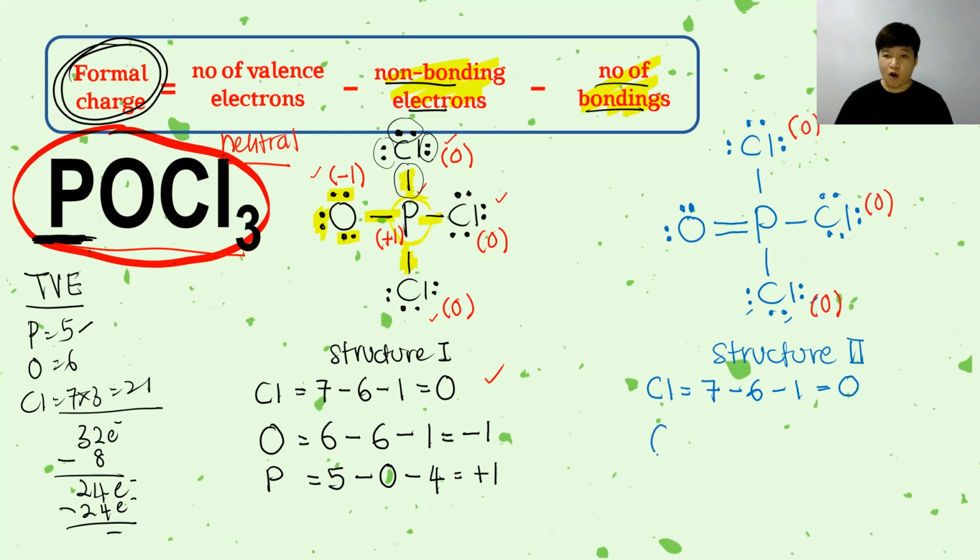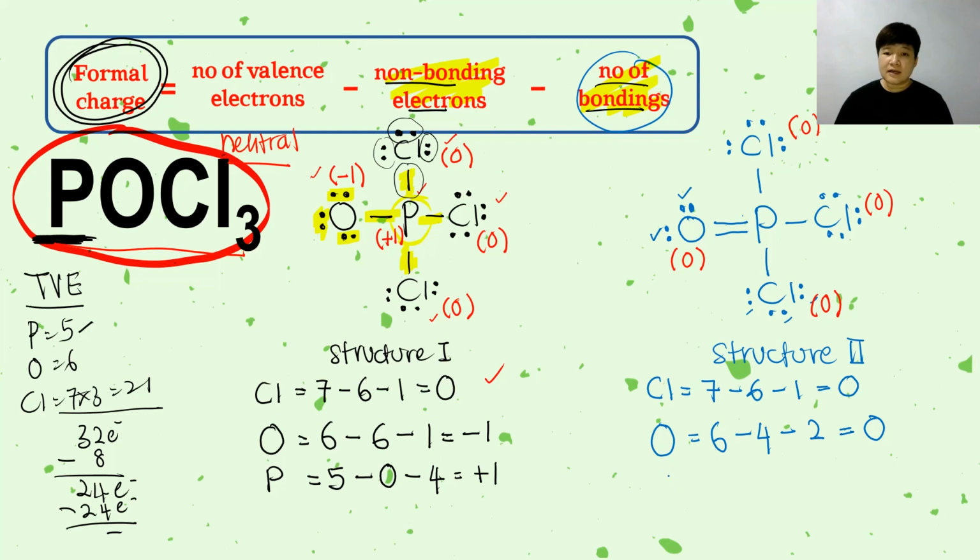Next, we calculate for oxygen. Oxygen valence electron 6 minus non-bonding electron. I have 4 non-bonding electrons, 2 plus 2, so 6 minus 4 minus number of bonds. I have 2 bonds, a double bond over here. So 6 minus 4 minus 2, I have 0. So the oxygen in your structure 2 will hold a 0 formal charge.